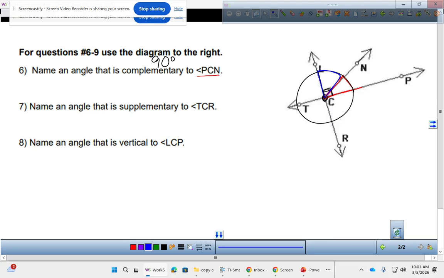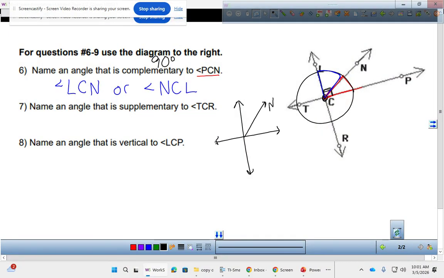So I just have to name that blue angle, and I would call that LCN, or you can reverse the outside letters, NCL. Either of those two would create that 90-degree angle box. For the next one, I'm just going to redraw the picture so I can mark up another picture here. So sometimes it helps to draw this more than once. All right, so here's what we've got: N, C, P, R, T, and L. All right, and I'm going to draw my pizza out of this.